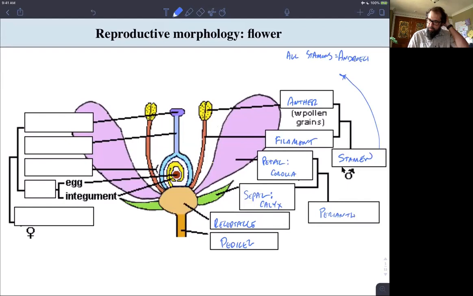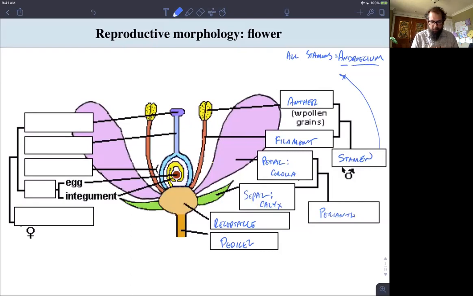In Greek, ecium means house, andro means male, and so this is the male house. All of the stamens together make up the androecium.